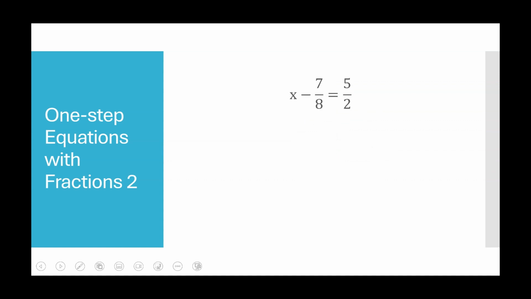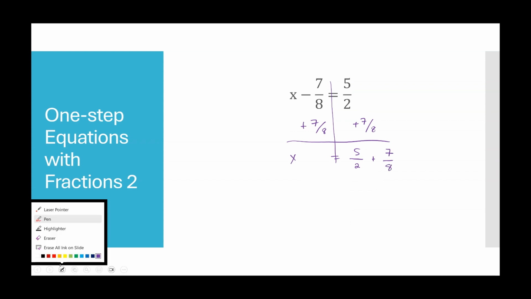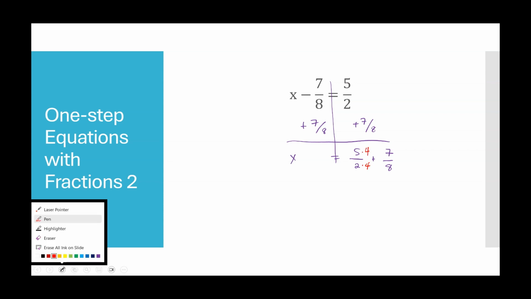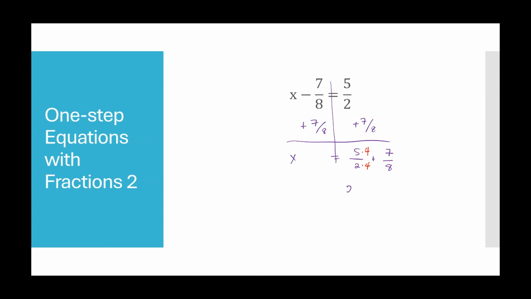X minus 7/8 equals 5/2. To undo this, we're going to add 7/8 to both sides. And then we're going to again need common denominators before we can add these two together. So we have 5/2 and 7/8. It's easy to do 8 as a common denominator here. I mean, you could do 16, you could do 40, but it's not hard to do 8, so we'll do that. So we've got 28 plus 7/8 makes 27/8.